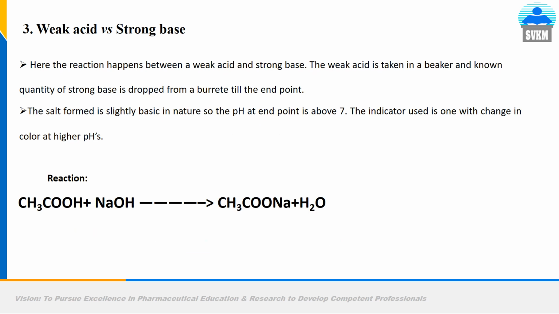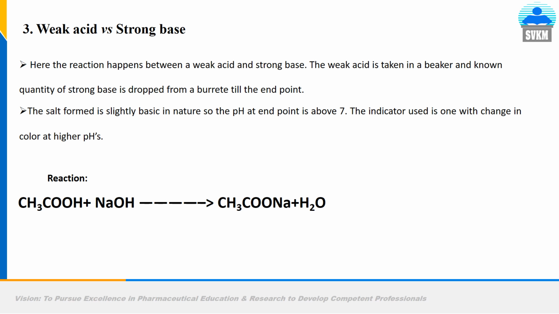Next, the third one is weak acid versus strong base. Here the reaction happens when a weak acid and a strong base react. The weak acid is taken in a beaker and a known quantity of strong base is dropped from a burette till the endpoint or equivalence point is attained. The salt formed is slightly basic in nature, so the pH of the endpoint is above 7. As a strong base is used, the main reaction results mostly on the basic side only. The indicator used is one with a color change at higher pH.